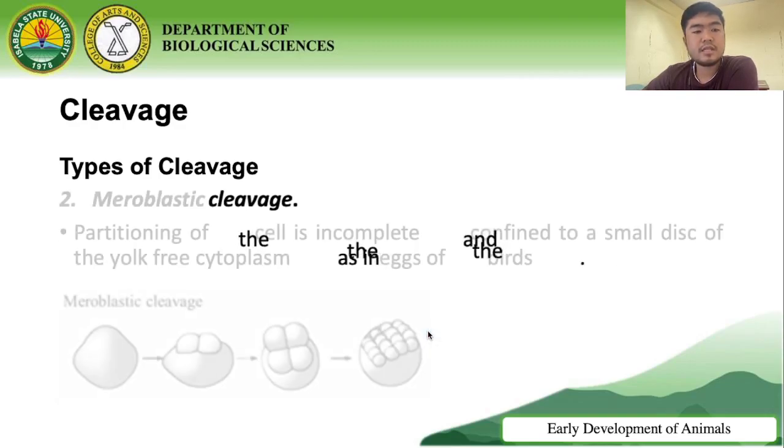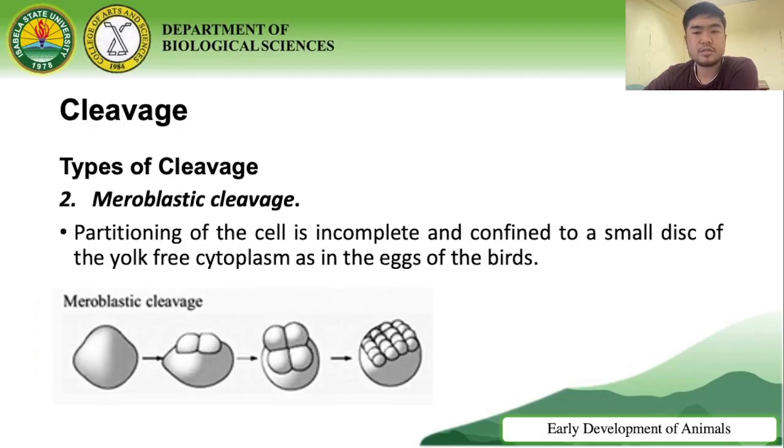So, meron din naman tayong tinatawag na meroblastic cleavage. So, this is the partitioning of the cell is incomplete and confined to a small disk of the yolk-free cytoplasm, as in the eggs of the birds. So, in the laboratory, we will take a look at kung ano ang nangyayari dyan sa partitioning ng cell doon sa small disk na yun. So, meron lang part doon kung saan nagde-divide ang cell. And the rest is the yolk. Okay? That is meroblastic cleavage.